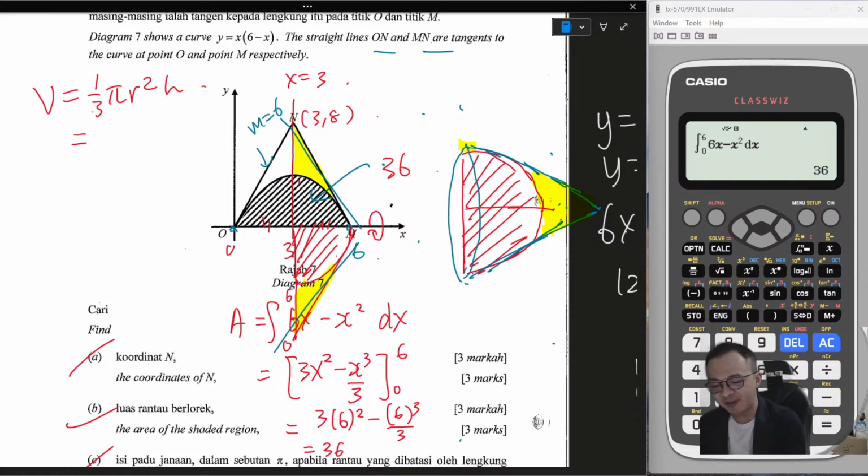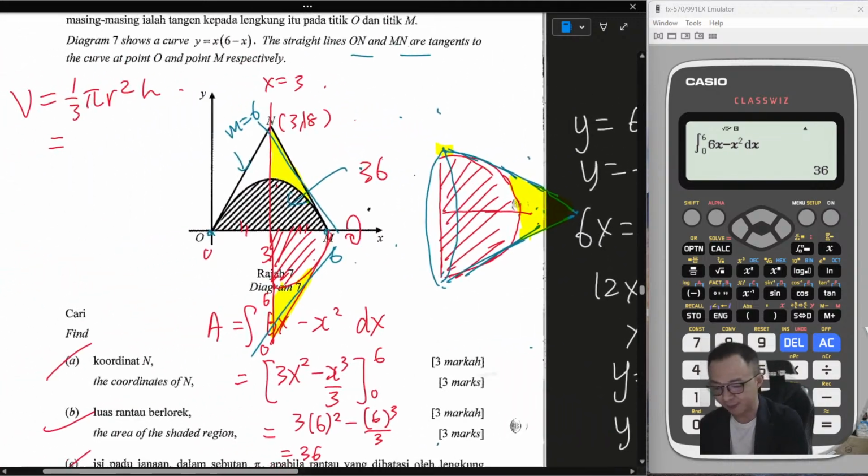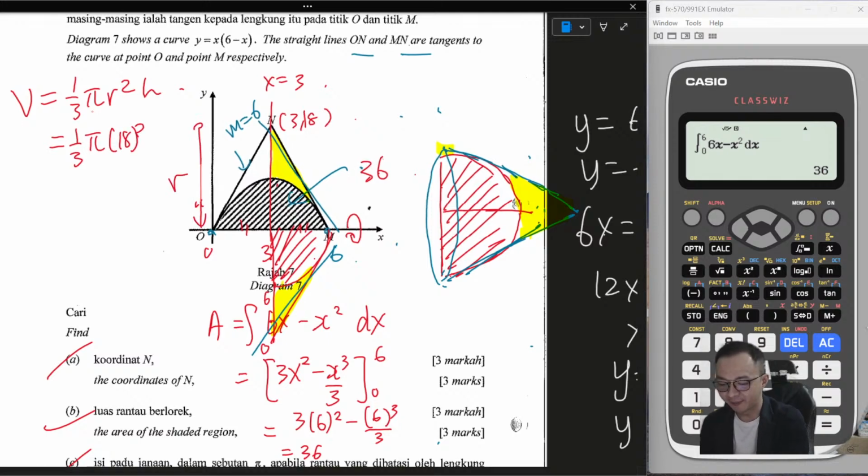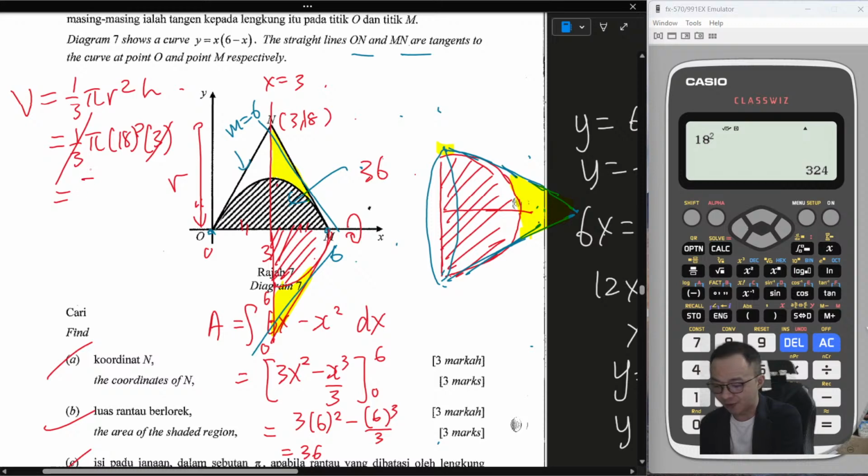Okay, let me finish, then I will answer some questions later. This one, the height here is 18, right? I believe it's 3 and 18. So the radius is 18, because this one here is my r, right? And then my height is basically from 3 to 6, which is 3. So the 3 and 3 I can cut, and 18 squared. So I have 324 pi as my total volume.